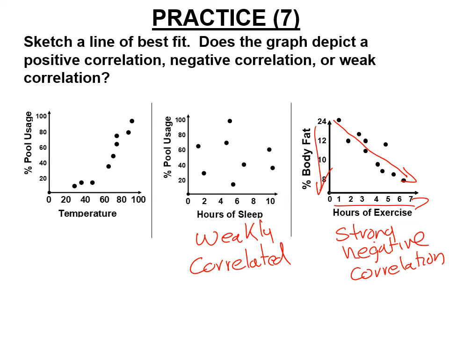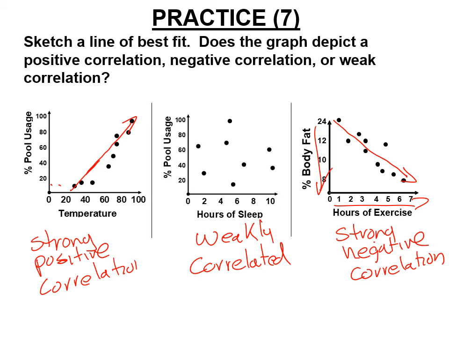And then this one, although you might say that it looks curved, but let's assume that it isn't. You could follow a straight line here, although you might want to go curved. I'm going to say it's a straight line. More of the temperature creates more of the pool usage, and so we're going to say this is a strong positive correlation. More temperature makes more people go to the pool. All right, and so those are the 3 possibilities.